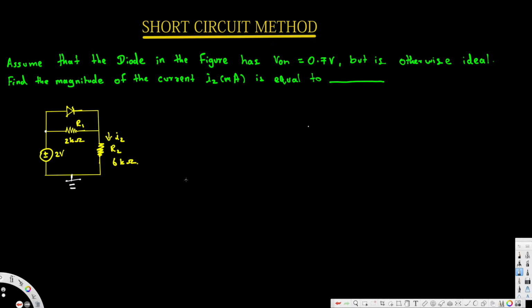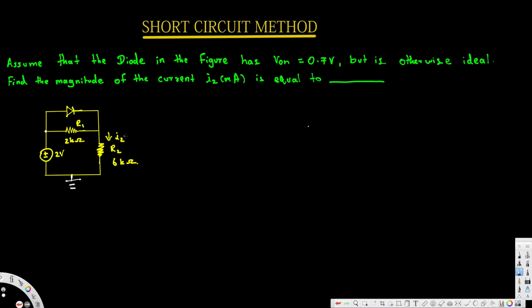In this video we are going to see an example of the short circuit method. Let's look at this problem. Here this question is asking, assume that the diode in the figure has V on equal to 0.7 volts but is otherwise ideal. Find the magnitude of the current I2 in milliamperes.